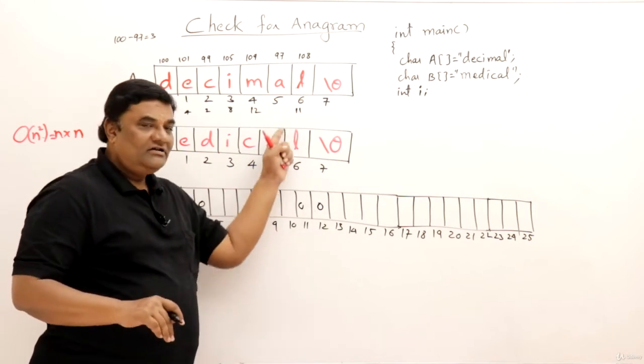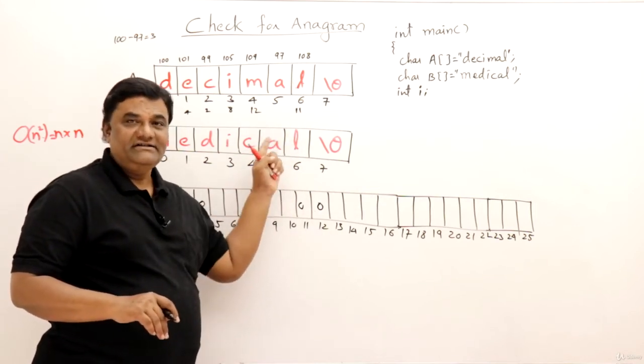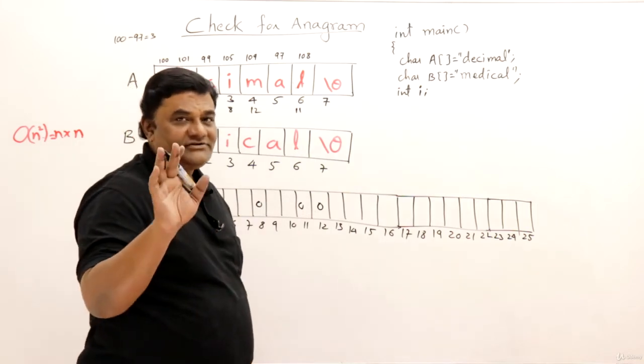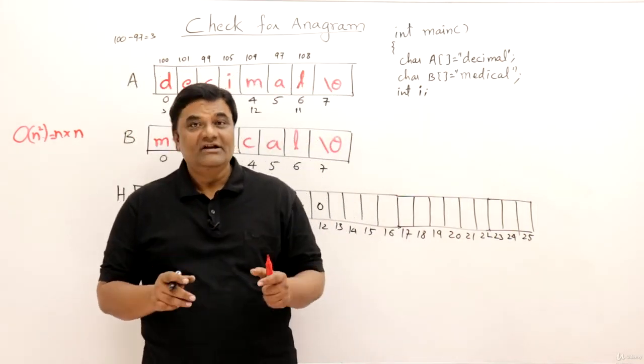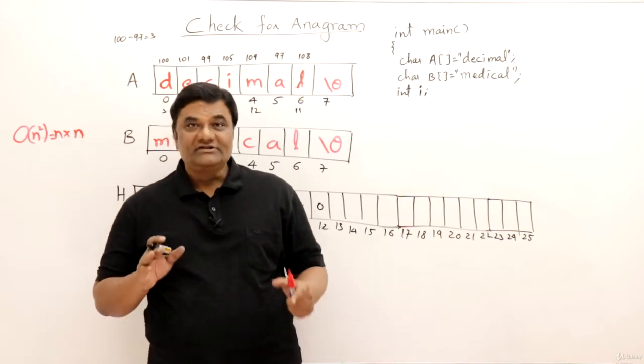Now, we never got a -1 value. It means all the characters are as it is available here. So these two strings are anagram. If we got a -1, we can stop then and there. So this is the procedure.